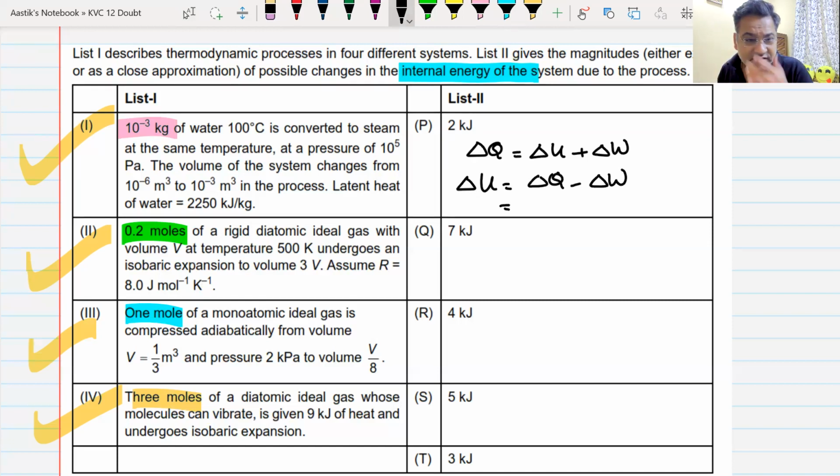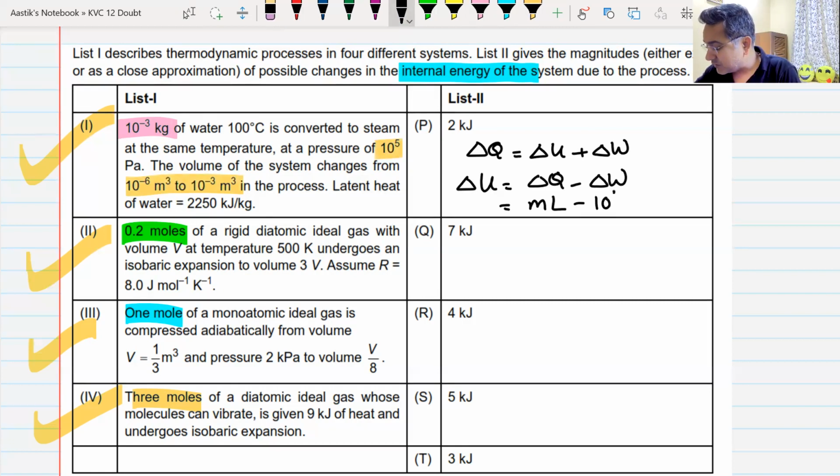Now, how much is delta Q? It is M into L, mass into latent heat of vaporization. That is delta Q, minus work done. Now remember, this process is taking place at a constant pressure also, and that is why the volume is changing. So work done is pressure multiplied by change in volume.